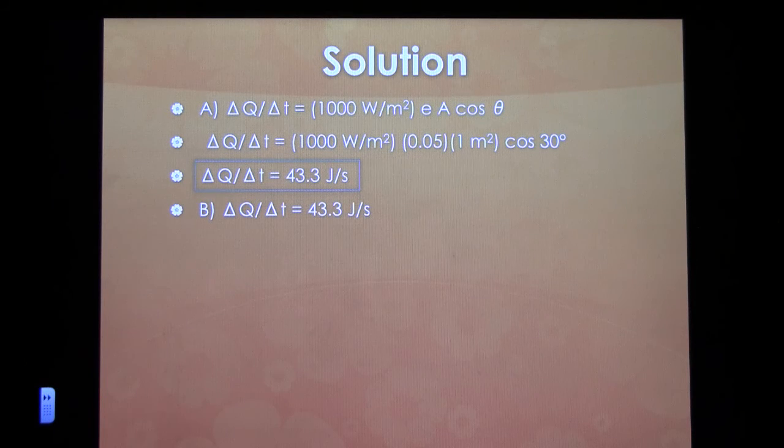Part B, we need to figure out how long it takes to actually melt the ice down. Well, we just saw that the rate of radiation is 43.3 joules per second, and that's delta Q over delta T. Well, we're actually going to solve for the delta T. And to do that, we have to know how much heat is actually required to melt the ice. Q, when melting, is equal to mass times the latent heat of fusion. Well, we already know the latent heat of fusion, but we aren't given the mass.